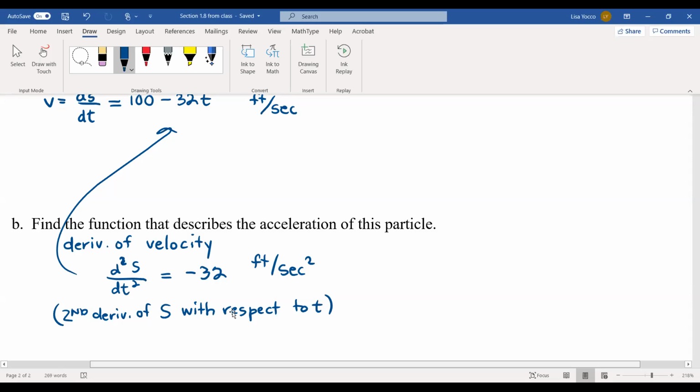All right, so that's the acceleration. The fact that it's a constant, negative 32, that would tell me that this particle is actually decelerating at a constant rate. Like I said, a pretty popular example of a use of a second derivative.